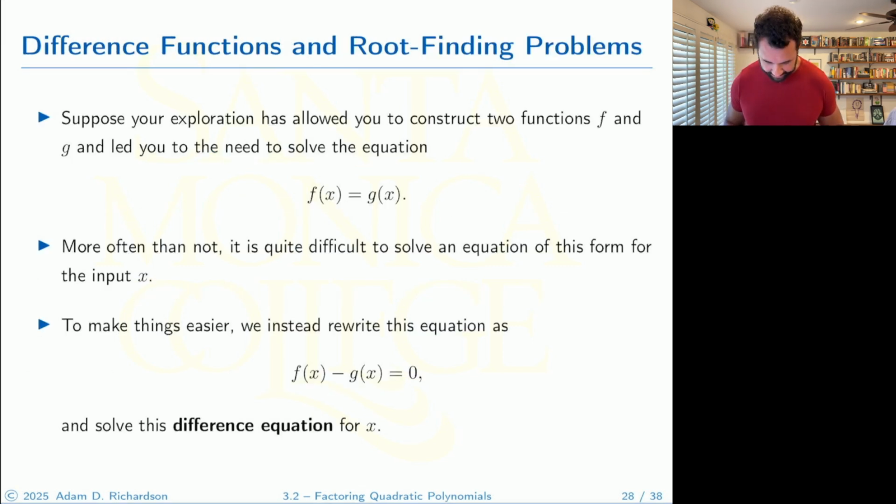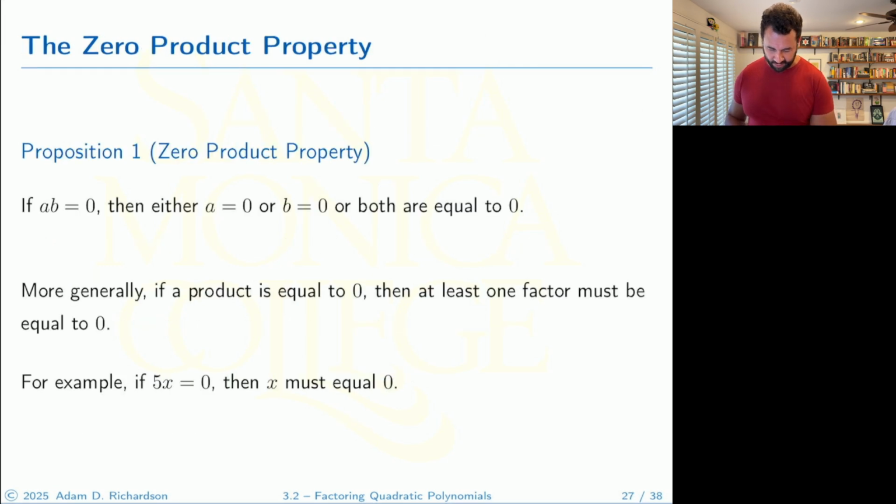The idea is this. If you have an expression that has a bunch of terms in it, added and subtracted, and that sum is equal to zero, it's actually really hard to solve. But if you can factor it, it makes it much easier to solve.